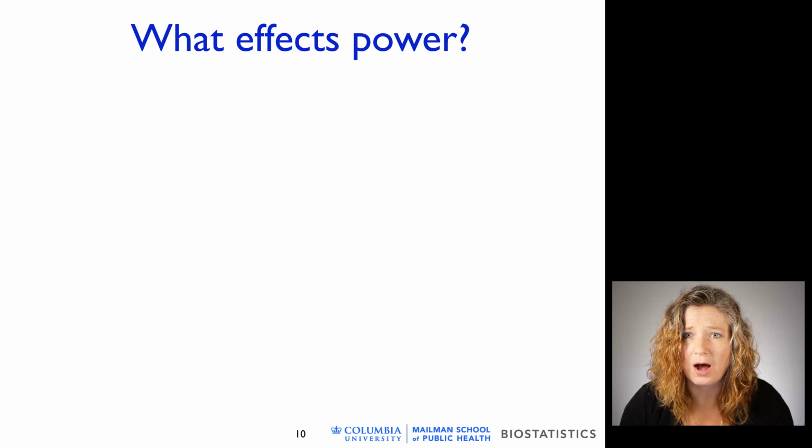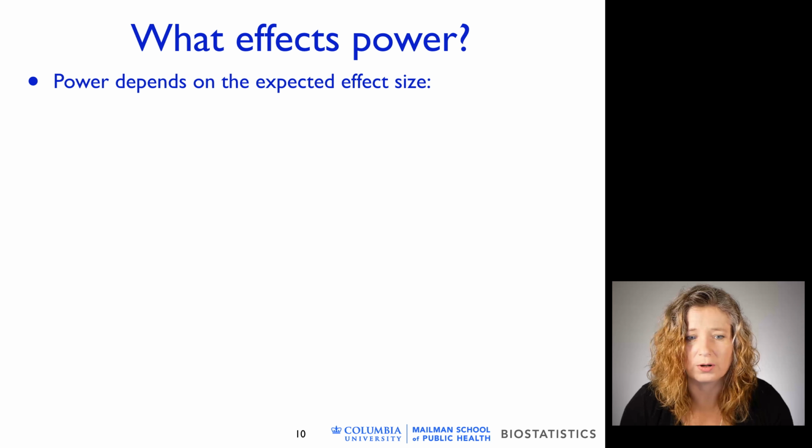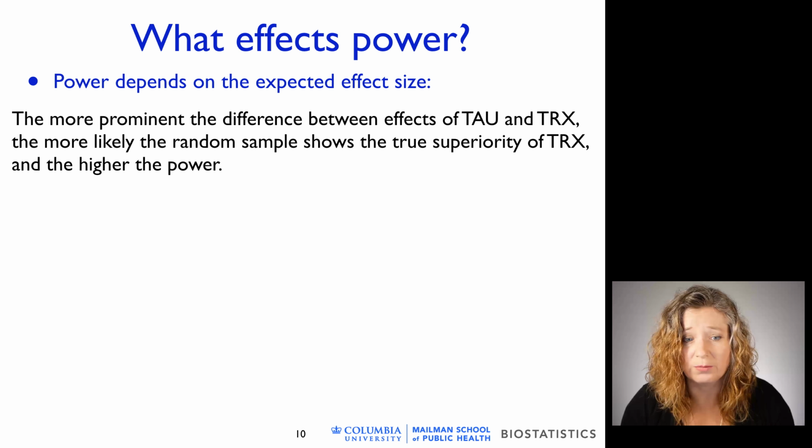So what affects power? How can I affect power? There are two things that affect power. First, power depends on the expected effect size. The better the treatment is than placebo, the larger the power will be. In other words, the more prominent the difference between the effects of TAU and TRX, the more likely the random sample shows the true superiority of TRX. That means the higher the power.